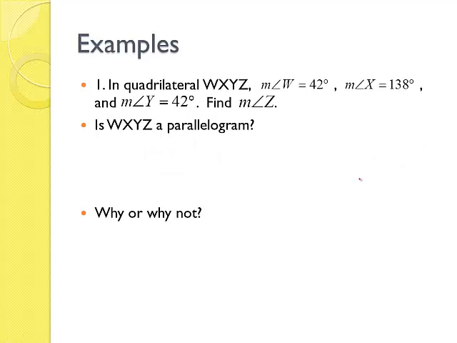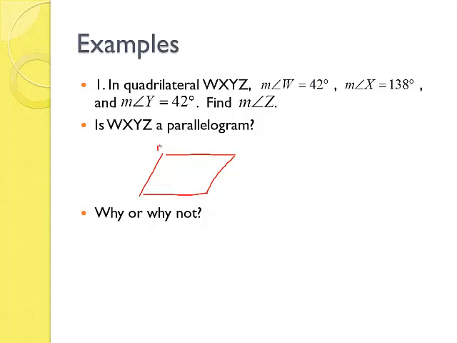Alright, some application with this. In quadrilateral WXYZ, we know that the measure of angle W is 42 degrees. We know the measure of angle X is 138. Angle Y is 42 degrees, and we're asked to find the measure of angle Z. First it's asking, is WXYZ a parallelogram? The first thing you have to do is draw it. So I'm going to draw something that resembles a parallelogram. It could be a parallelogram, it might not be, but it is a quadrilateral.